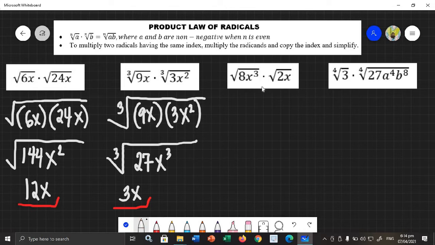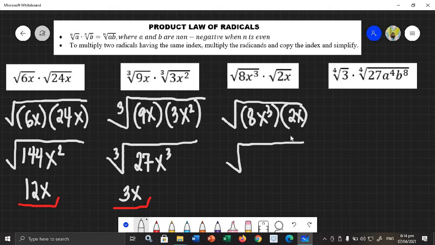Next is the same, no? Same yung index nila. Therefore, let's multiply the radicands. So 8x cubed times 2x. It will result to 8 times 2. The answer is 16. X cubed times x, the answer is x raised to the fourth power. The square root of 16 is 4. The square root of x to the fourth is x to the second power.